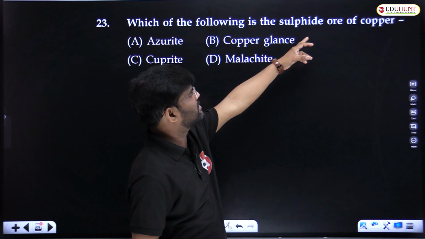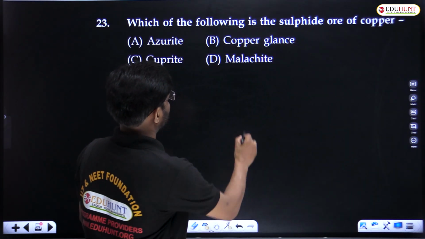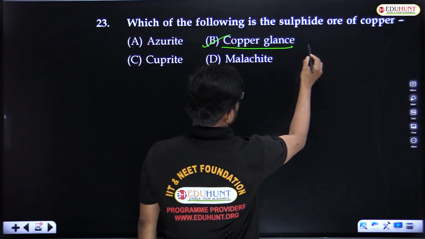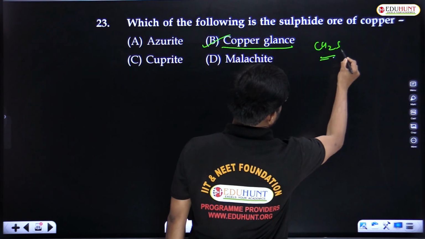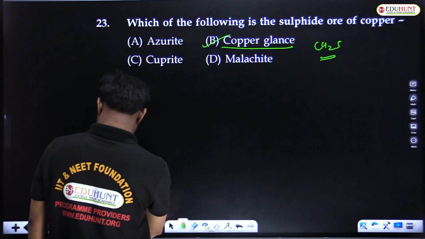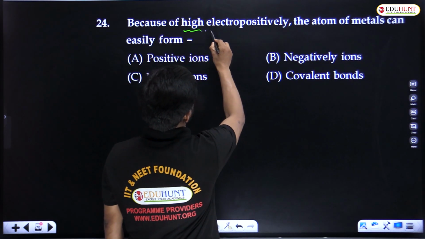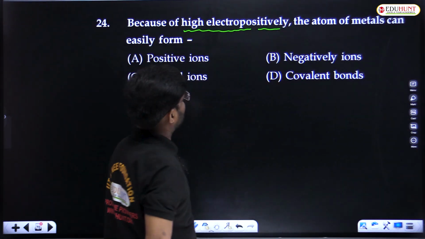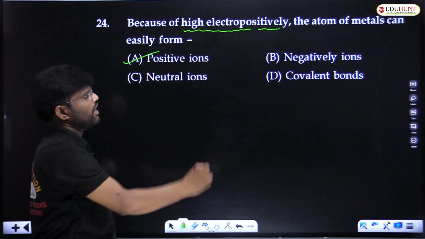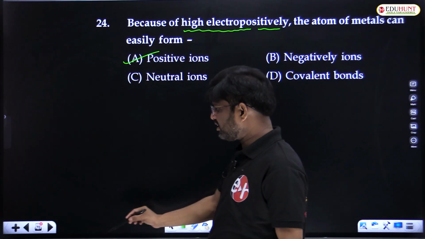Which of the following is the sulfide ore? Sulfide ore is what? Copper glance. This is Cu2S, copper glance. Next, which of the following is highest electropositive? Electropositive elements form positive ions only. Electropositive, positive ions, that is there in the question only.